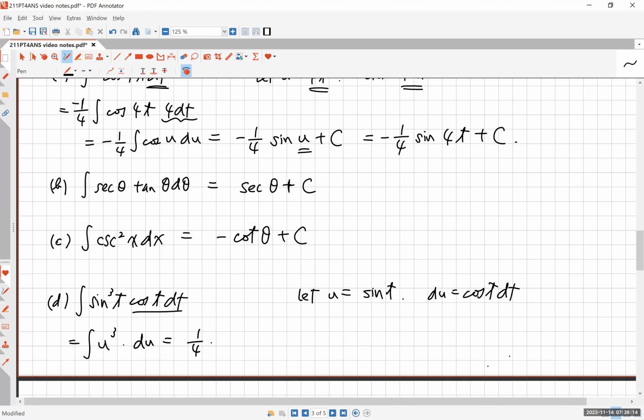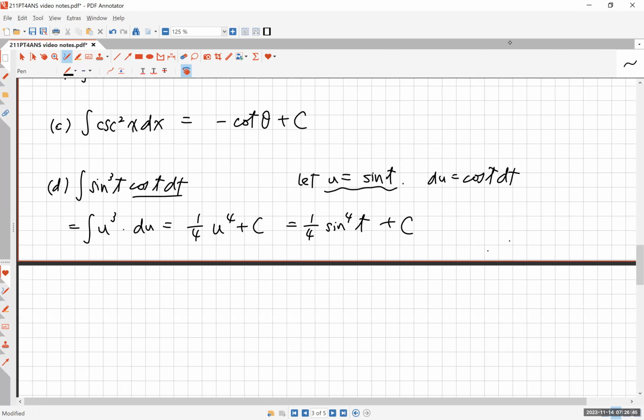So the answer is 1/4 u to the 4th plus c. But I would still have to go back to the world of t, because u is something I invented for my convenience. So what is that? It's sine t to the 4th, which is sine^4 t. You should write it this way. And that is your answer. Okay, let's go to one more. Let's go to number 7, and then we'll take a break at that point.